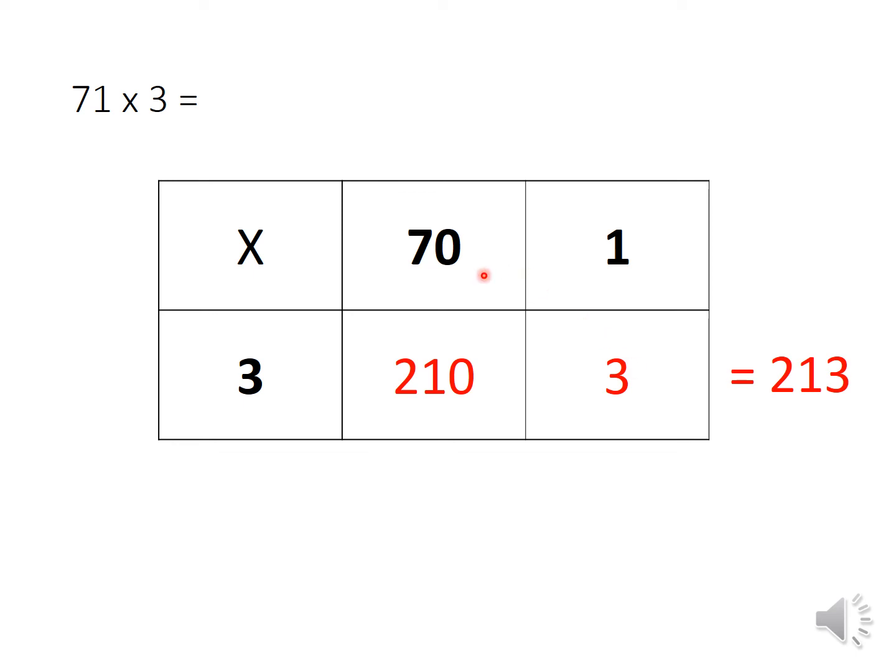So here is 70 and 1. I'm timesing that by 3. I then start the sum. 70 times 3 is 210. 1 times 3 is 3. I add them all up together and I get 213.